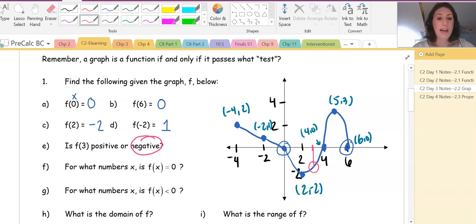For what numbers x is f of x equal to 0? So again, f of x is referring to our y coordinate. So they're basically asking for your x-intercepts here, or your zeros. And your x values would be at 0, at 4, and at 6.